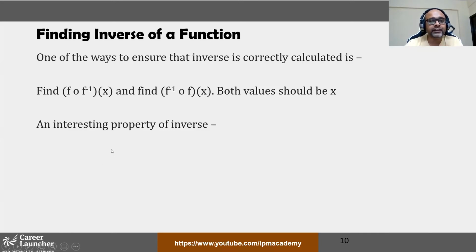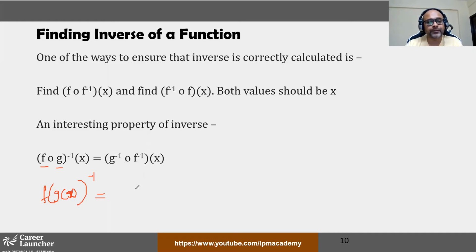An interesting property of inverse: if you have two different functions f and g, and you want to take the inverse of f of g of x, the whole inverse is nothing but g inverse of f inverse of x. When you take this inverse inside, the order changes. This is something very interesting. You can use it in some of the questions to simplify things faster.